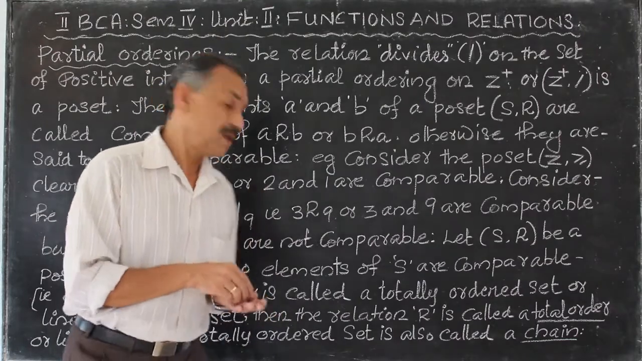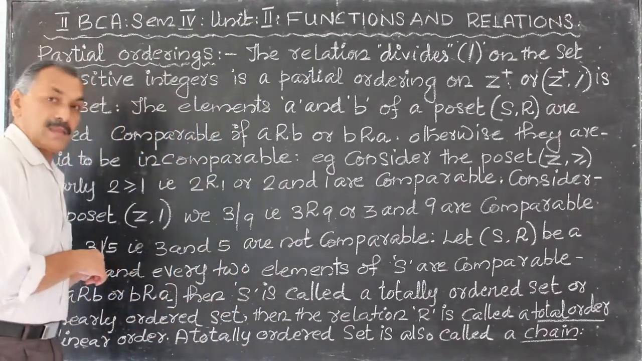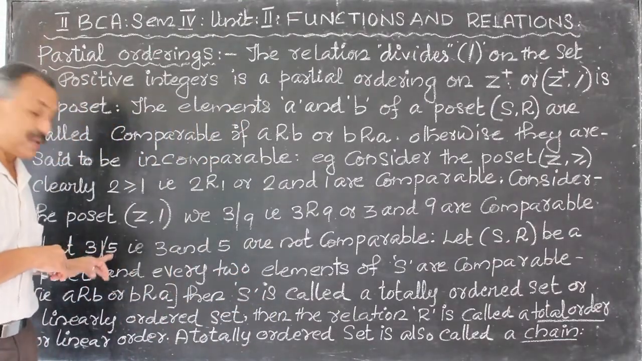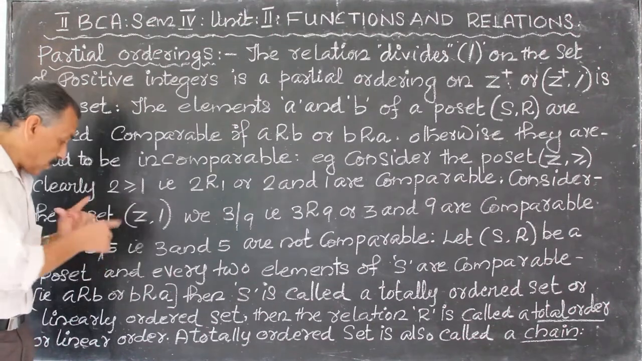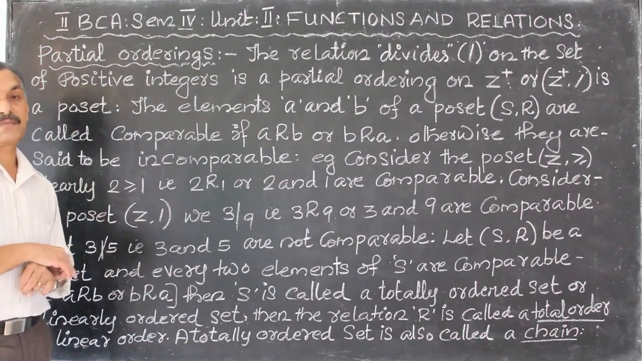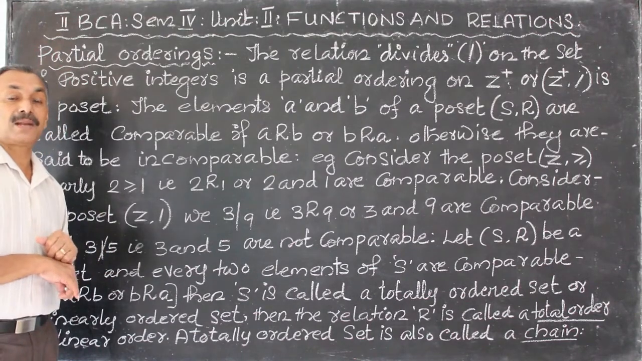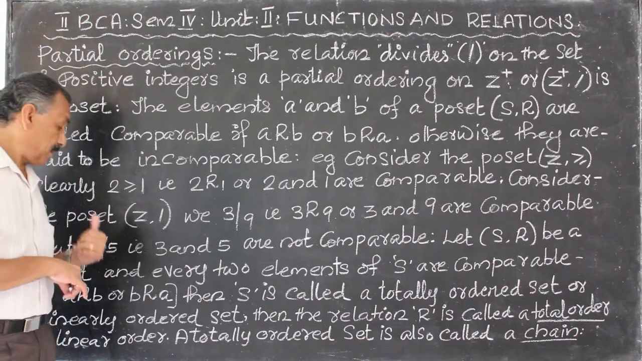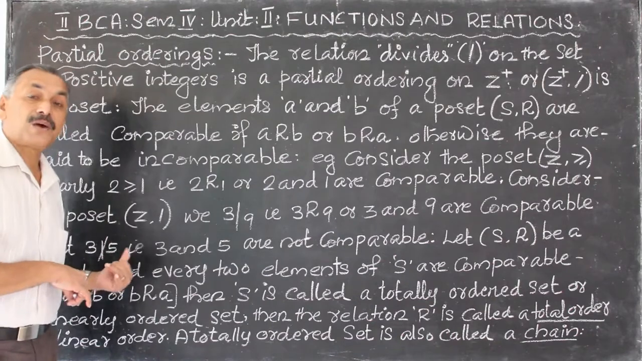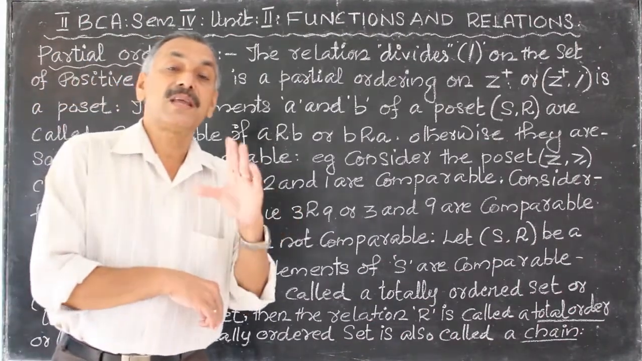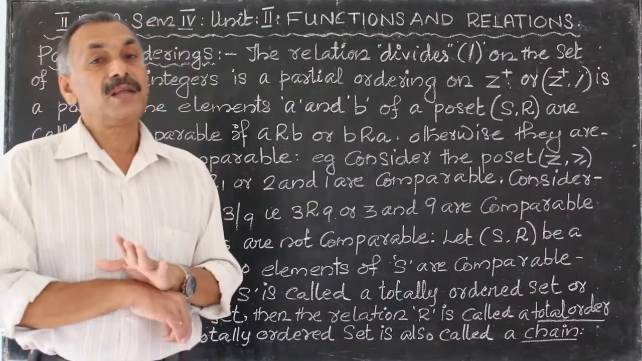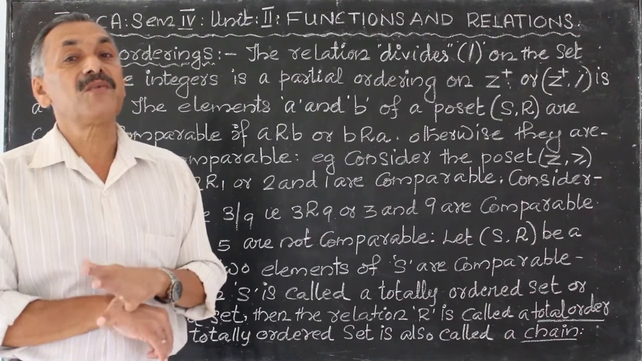For example, 3 does not divide 5, so 3 is not related to 5, or 5 is not related to 3. 5 is not a multiple of 3. 3 is not related to 5 and 5 is not related to 3, that means 3 and 5 are not related. Then we say those elements 3 and 5 are incomparable.